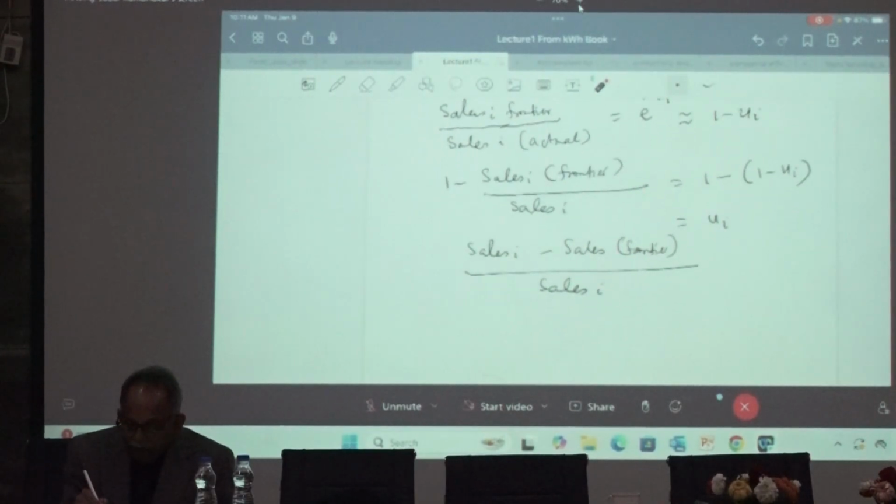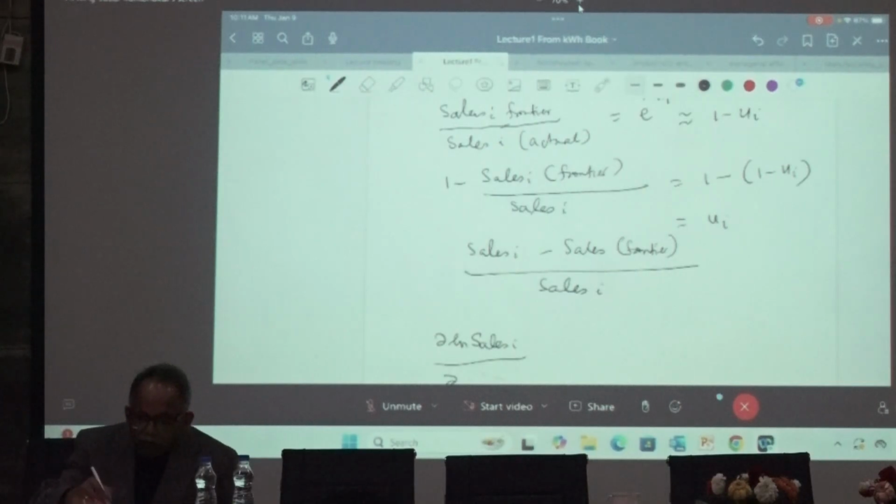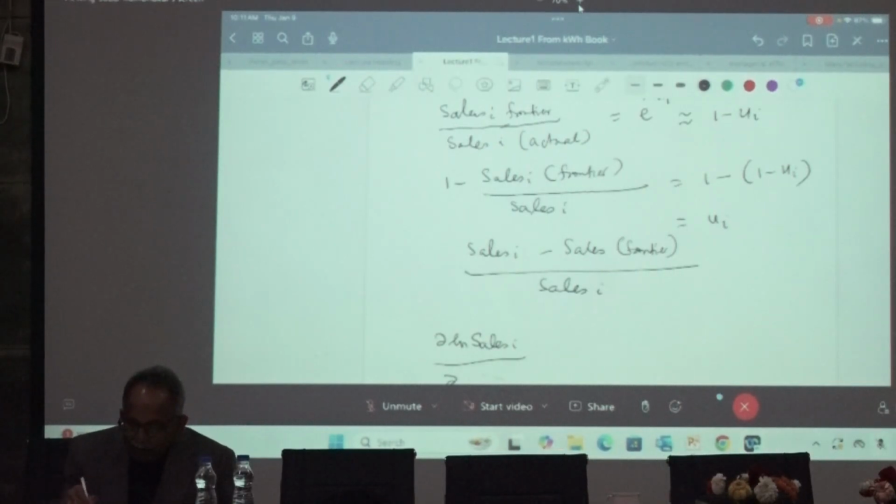Now the other way of looking at it: we estimate the model, so let's take a derivative of log of sales with respect to... no, that would be coming next. Sorry about that.